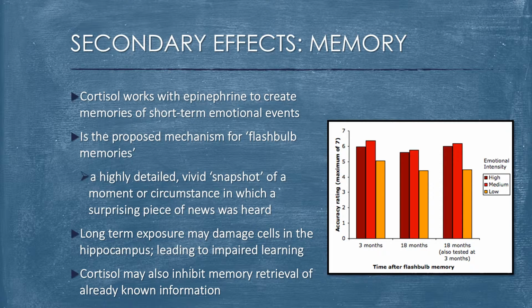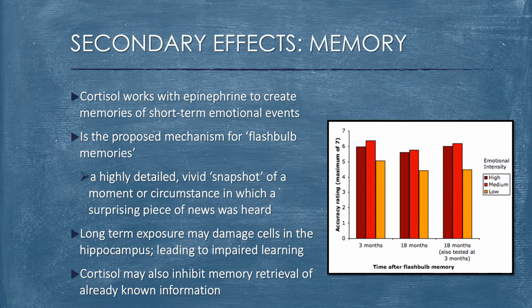As you can see, the medium and high level intensities have a much higher accuracy rating, even 3 months, 18 months away from the event or the circumstance. Those accuracy ratings are much higher than a low intensity moment, proving that cortisol is a mechanism used for remembering these flashbulb memories. Long-term exposure to cortisol, however, can damage cells in the hippocampus, leading to impaired learning. Cortisol may also inhibit memory retrieval of already known information.